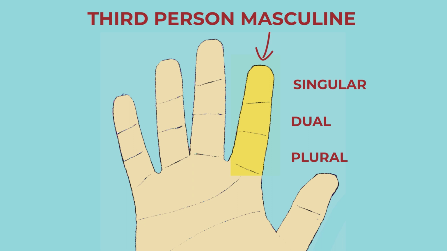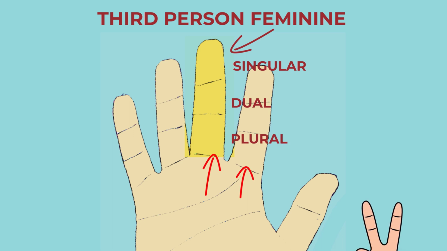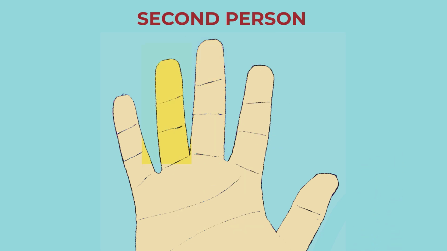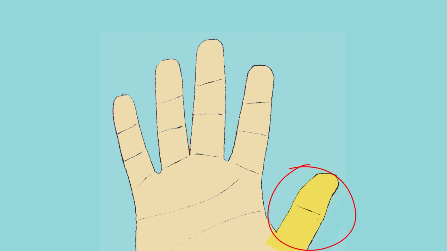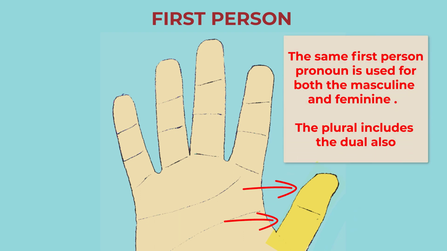Number 2nd finger. Let's make it feminine. So again, singular, dual, plural. So these 2 fingers are for third person. And then the next 2 fingers are for the second person. Same thing, masculine and feminine. And this thumb, brothers and sisters, is for first person. But then there are only 2 sections. So in thumb we have only singular and plural. Okay, fine.